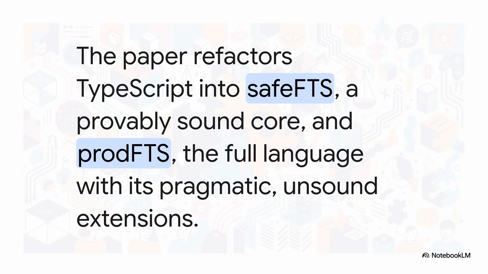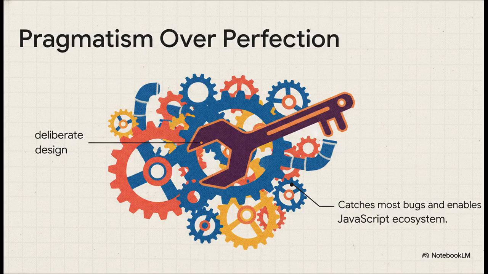Think of it as the ideal version. But then, layered on top of that is ProdFTS. That's the full-fat production TypeScript we all use, complete with all those pragmatic, unsafe rules that make it so incredibly useful in the real world. So, let's tie this all together. What's the big takeaway from all this? It's that TypeScript's unsoundness is actually a feature, not a bug.